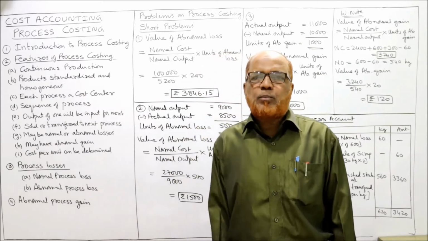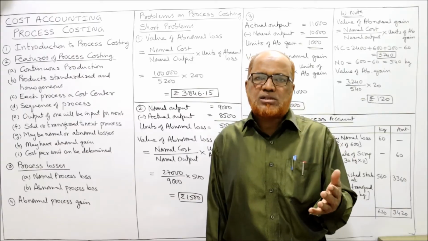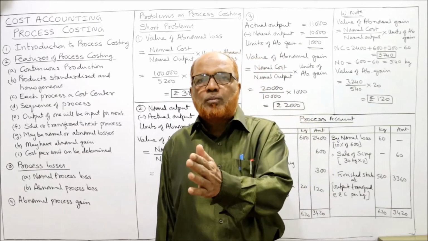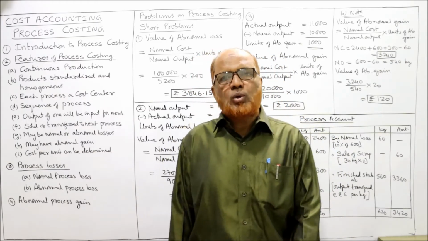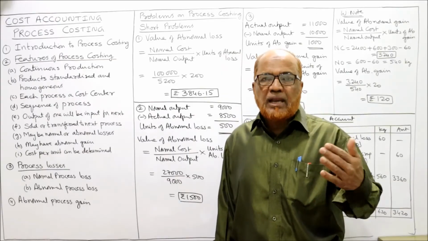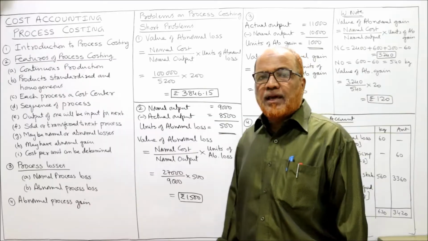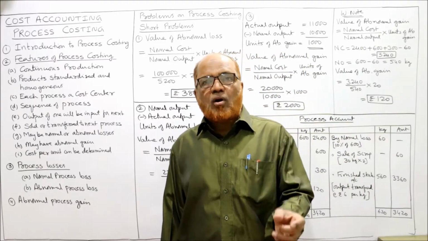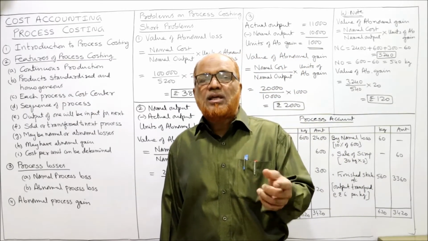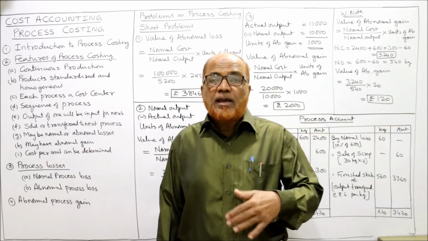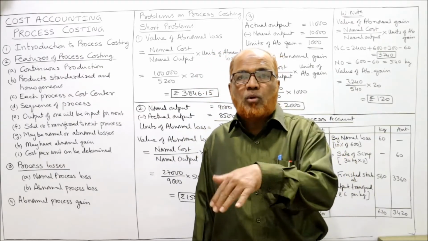So normally in process industries there may be losses. Losses means the output will not be equal to input. The output may be less than input. Then maybe abnormal gain. It is not necessary that always there will be abnormal loss. There may be abnormal gain. Abnormal gain doesn't mean that output will be more than input.